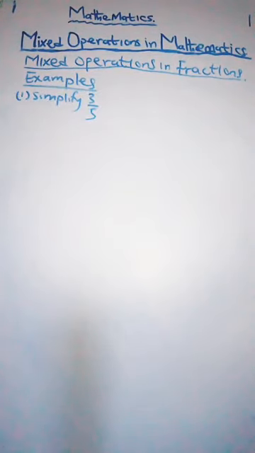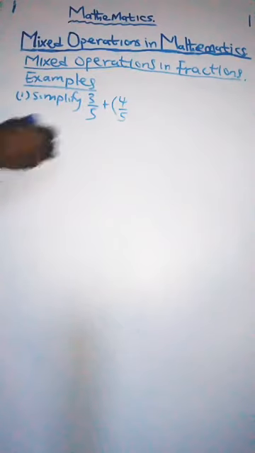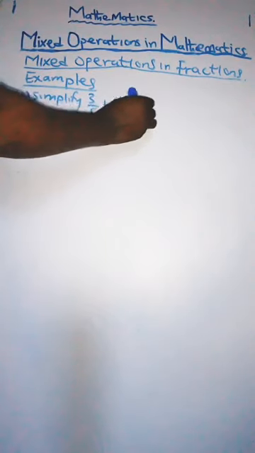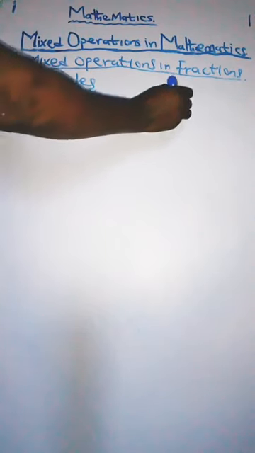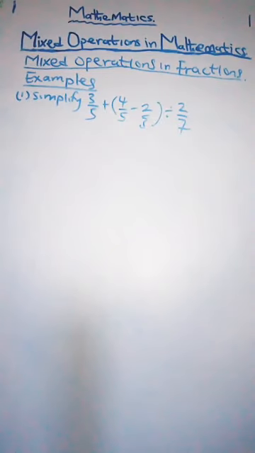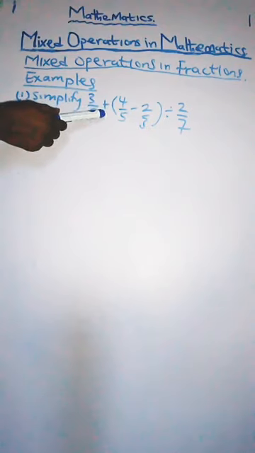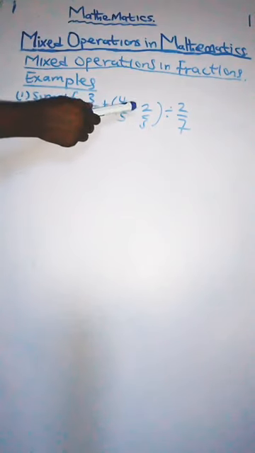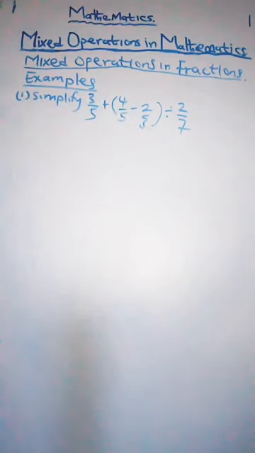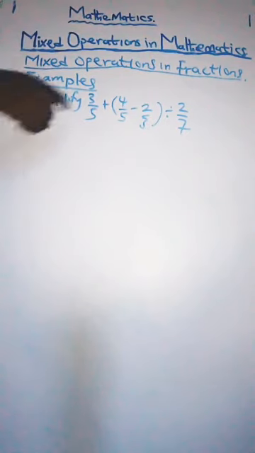Let's say you have a question that says simplify 3 over 5 plus 4 over 5 minus 2 over 3, divided by 2 over 7. So you see, in this question we have more than one operation, and it's not just addition and subtraction, we also have division. So we apply the rule of BODMAS or BIGMAS. Solve the one in the bracket first.